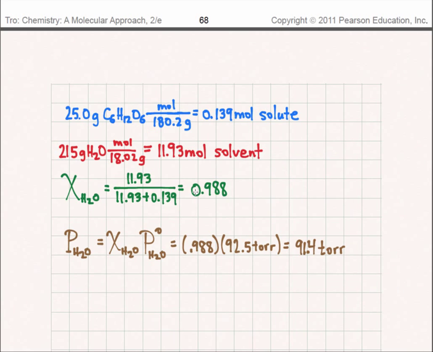Unless your solution is very concentrated, which it could be, say concentrated acid or concentrated sugar water, this mole fraction of the solvent is usually pretty large, closer to 1, but not 1. If it was 1, then it would be 1 times 92.5, and we wouldn't have anything dissolved in the water anyway, so it would be just water and no solute.